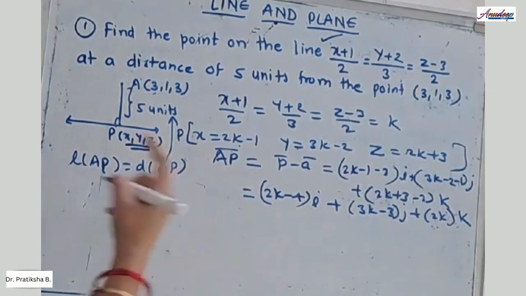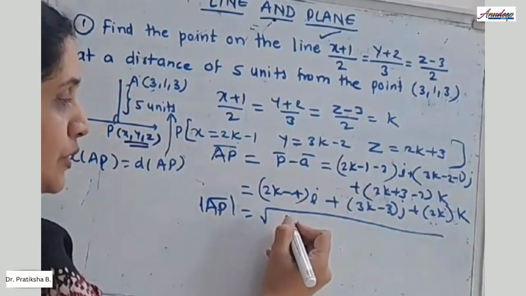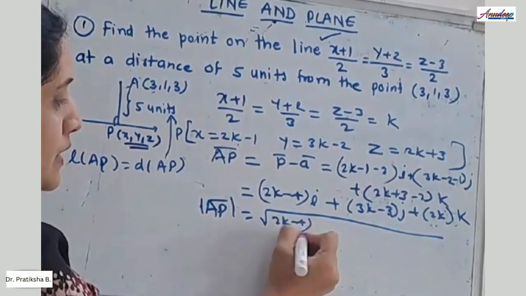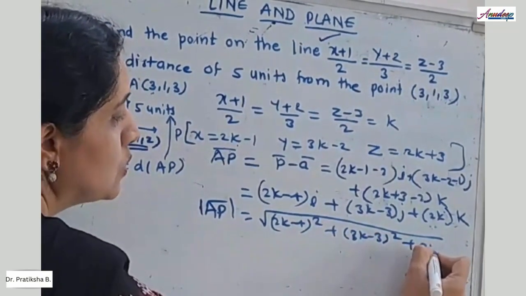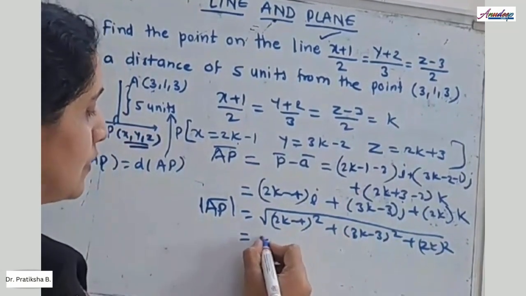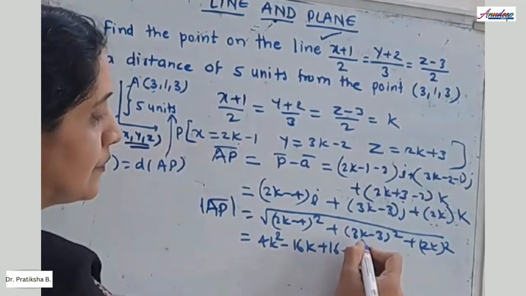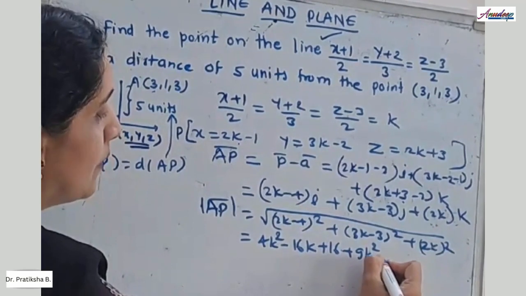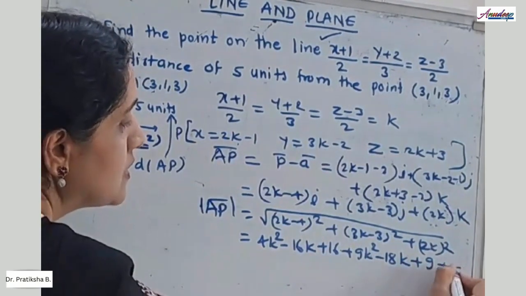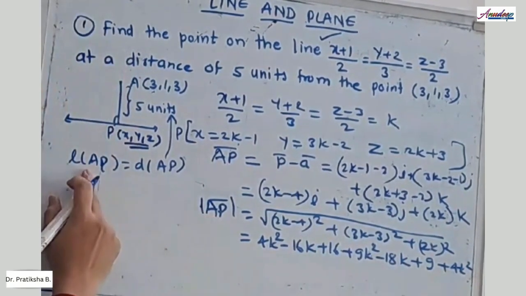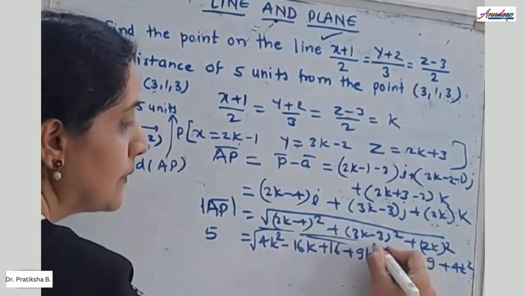Those are the components of the vector AP, and we know that the magnitude of the vector is the square root of the squares of the i, j, k components. So it is (2k minus 4) square plus (3k minus 3) square plus (2k) square. That is 4k square minus 16k plus 16 plus 9k square minus 18k plus 9 plus 4k square. And this length, or distance, is going to be 5, with this whole term under the square root sign.